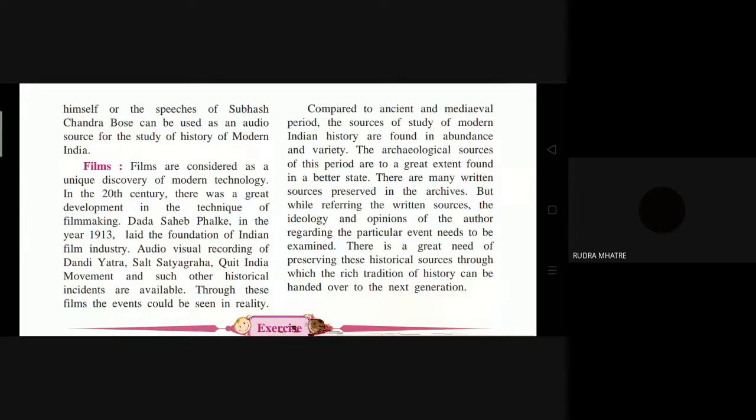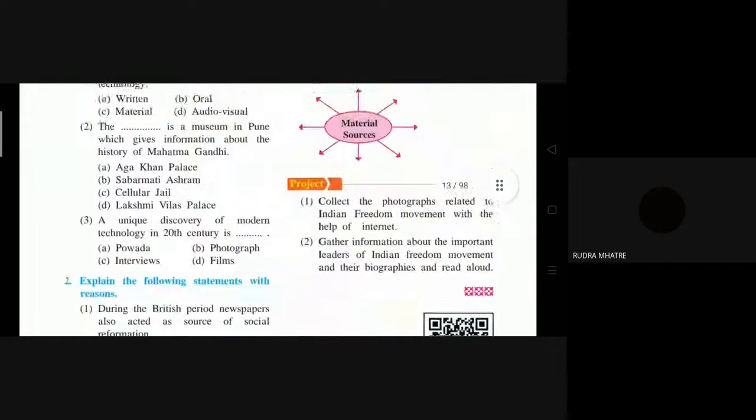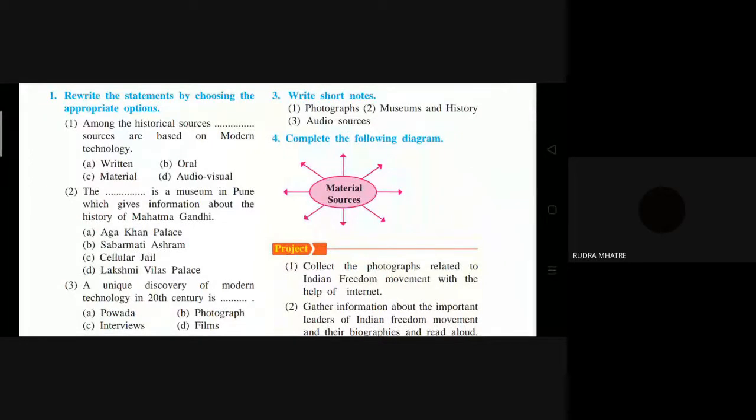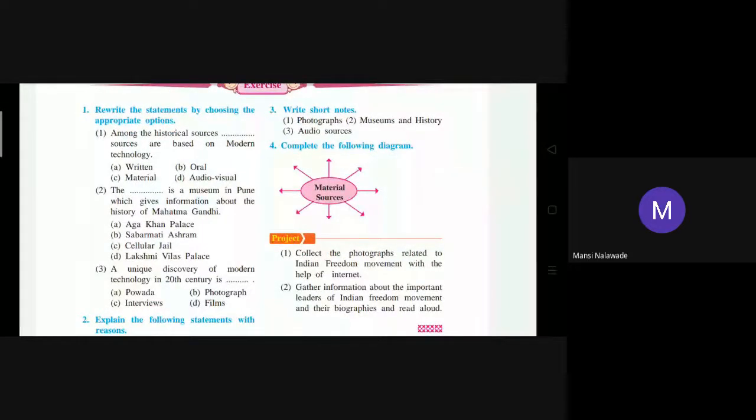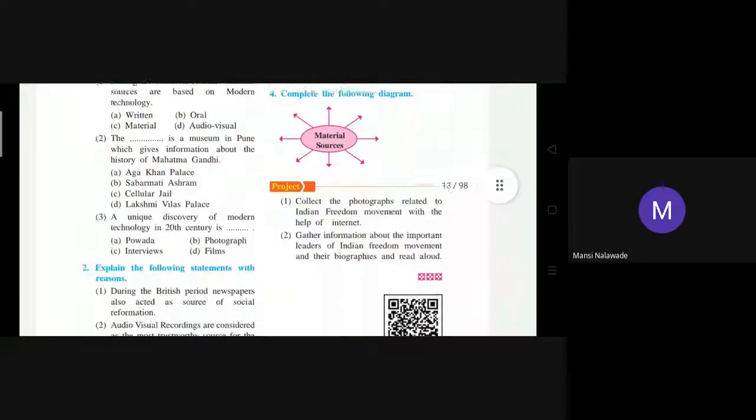Okay, I was expecting this, as Akashvani and all are not mentioned over here. Next, material sources. What are all material sources? Yes, Mansi. Yes, teacher. Books, monuments, museums, buildings, clothes, transport, currency, and goods and products.